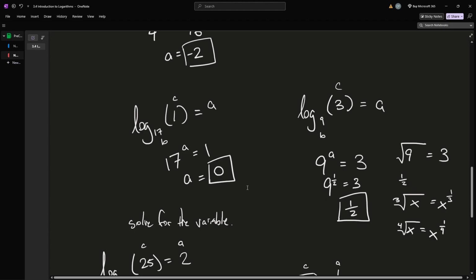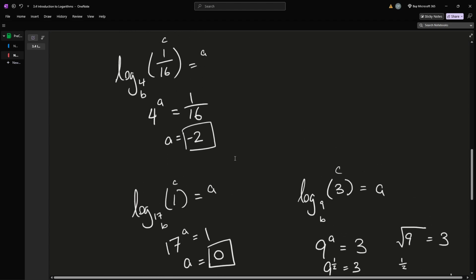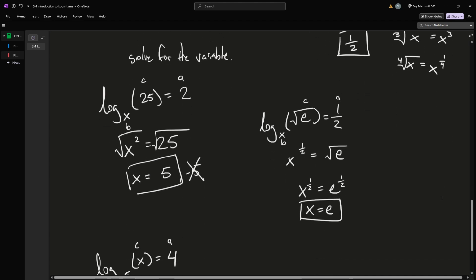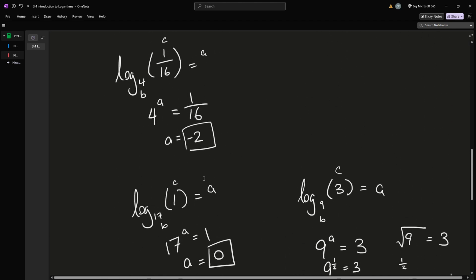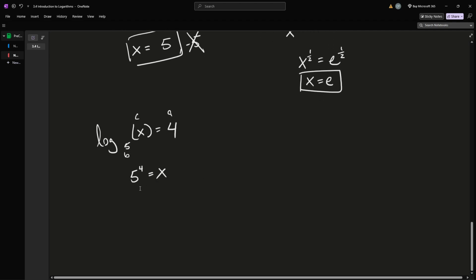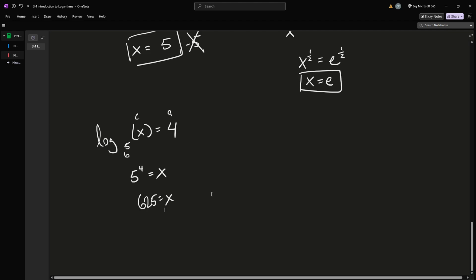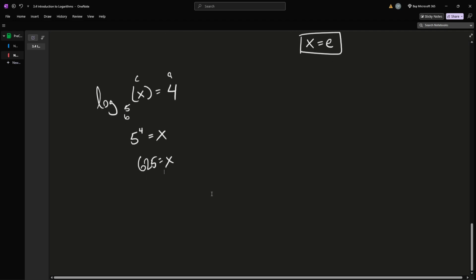We could guess and check, we could see it, but we just need to understand these rules, where if it's 1 over, or if it's just a fraction. If it's a fraction, it must be pretty close to negative. If it's 1, it must be 0. This square root is 1/2, cube root 1/3. This one has a lot more rules. This, I believe, is 625. 625 equals x. 4 5s being multiplied together gives me 625.